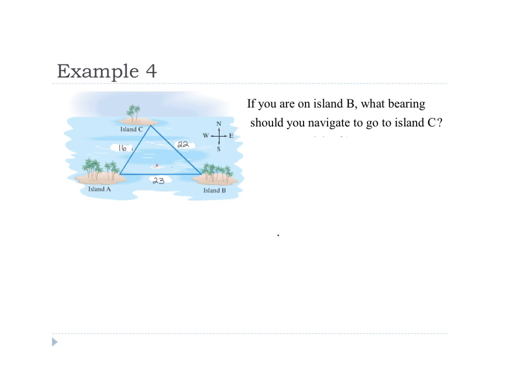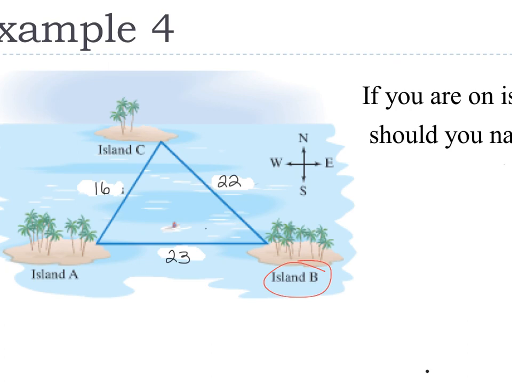So if I'm on island B, what bearing would I go to navigate to C? If I'm starting here and I want to come to here, in what direction am I going, north or south first? North. And then I would turn and go what, east or west? West. So what I have to do is fill in this space in between. If you had drawn out your north, south, east lines, then what I'm looking for is this angle here. How can I find that?